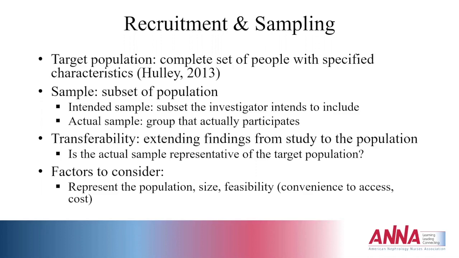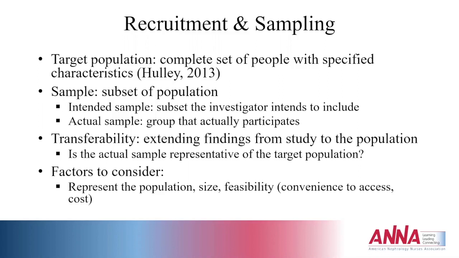So let's go back to the example we've used throughout this presentation of adolescents who are receiving peritoneal dialysis. For this example, the population would be all adolescents who are receiving peritoneal dialysis. And you can imagine that this population would be broad and in such large numbers that no researcher could ever access all who meet that criteria. So for this reason, we narrow in on a subset of the population to determine the actual sample.